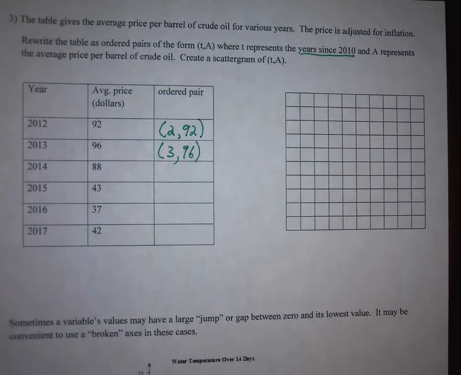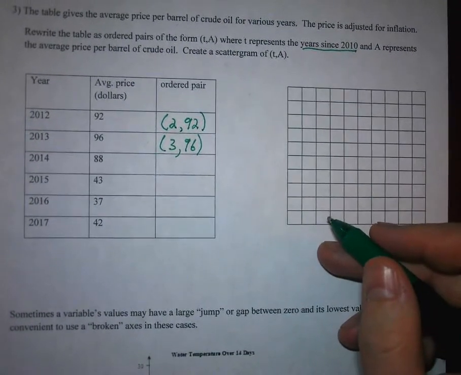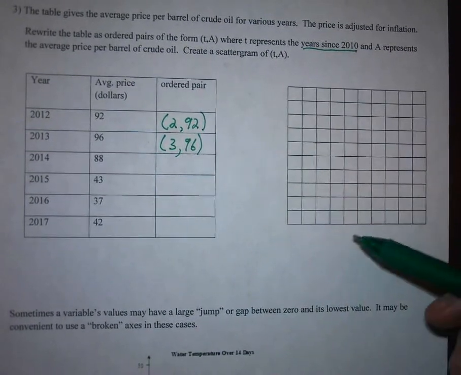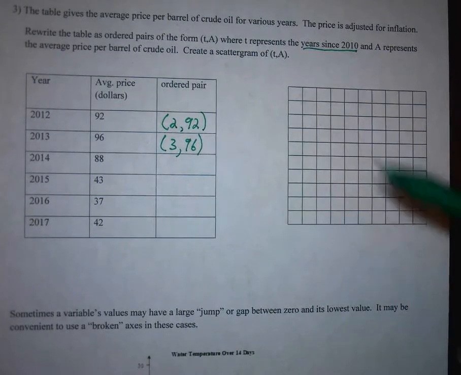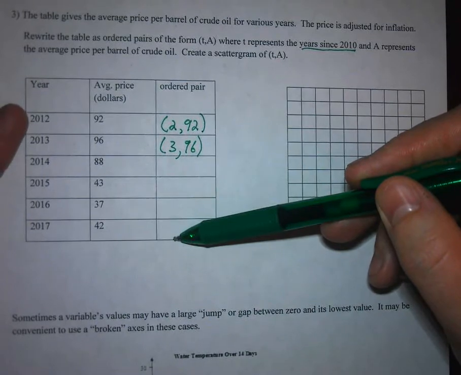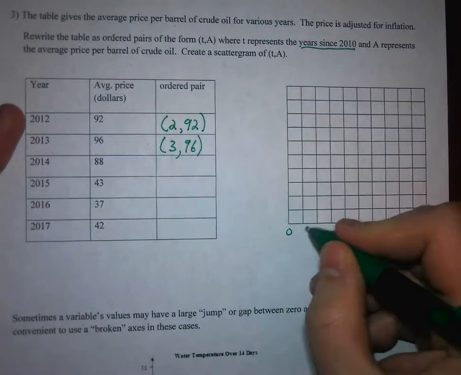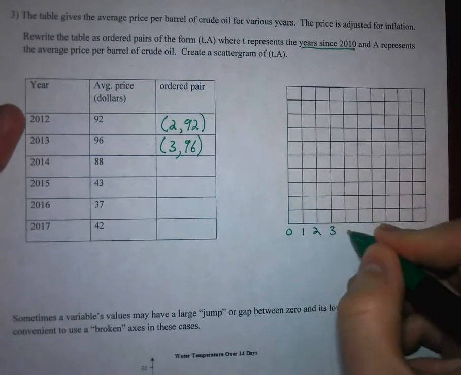Okay, so I'll put up the answers for the ordered pairs, and then we're going to create a scatter plot. I'll put those answers up at the same time. When you do the scatter plot, we need positive t values for the years since 2010. So again, you're going to be able to start at 0, and then 1, 2, 3, and so on.